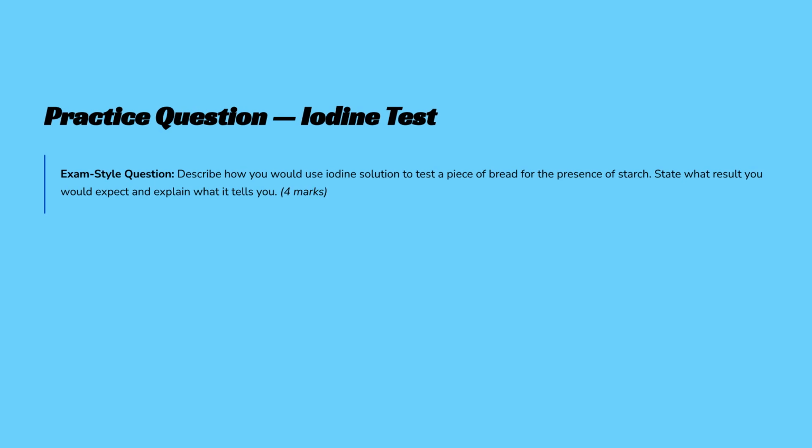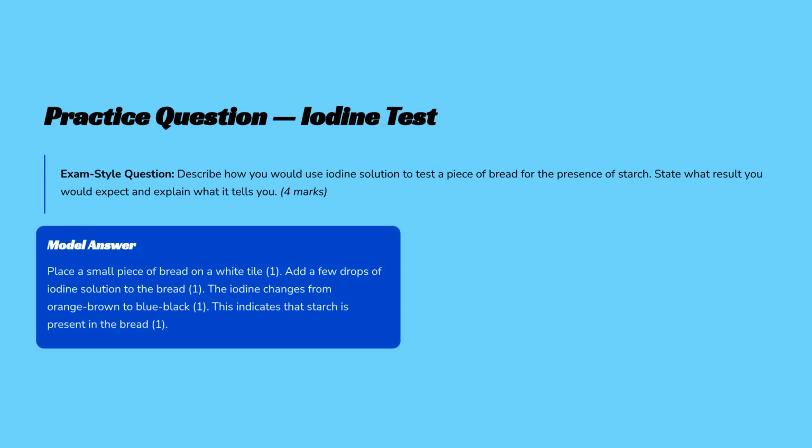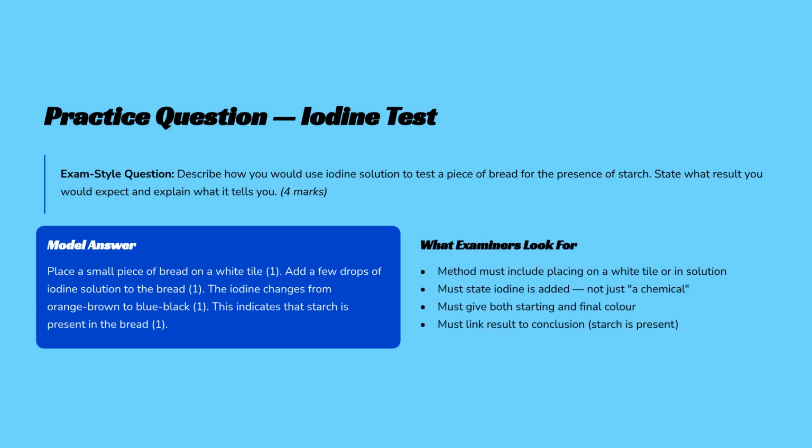For the iodine test on bread, remember the steps. Place on a white tile, add drops of iodine, and watch for the shift from orange-brown to blue-black. This confirms starch is present. Examiners expect this precise, step-by-step description to award you all 4 marks.